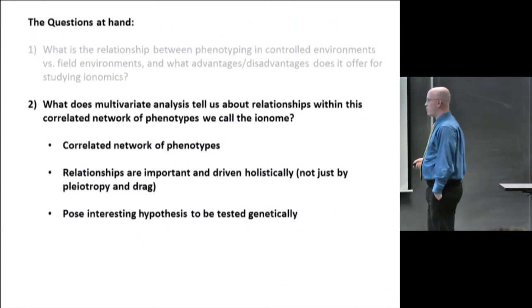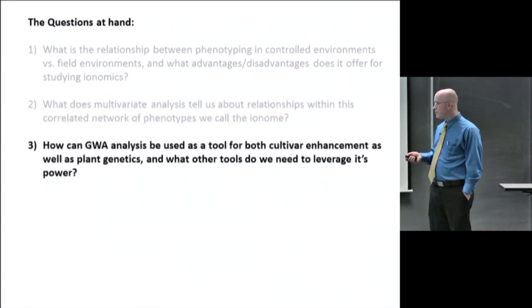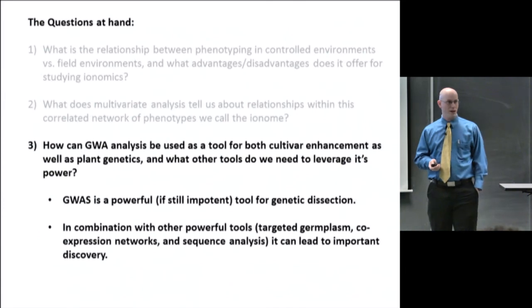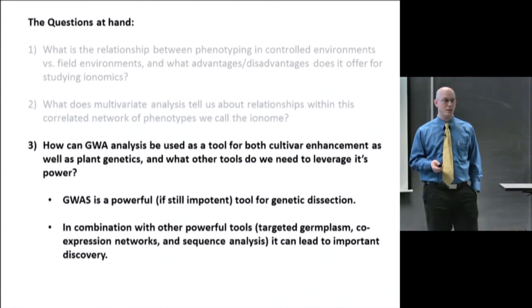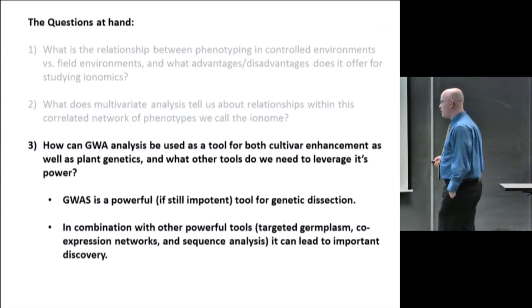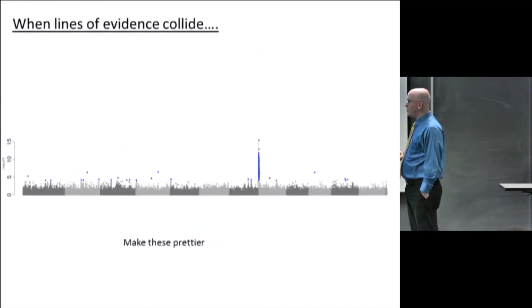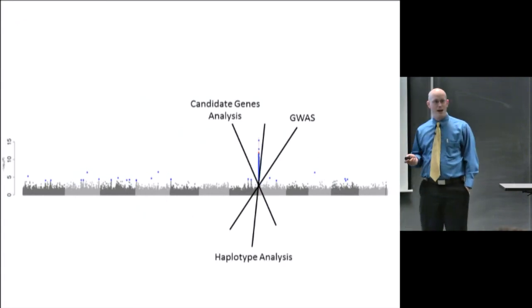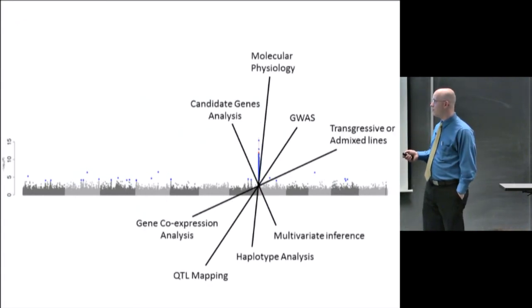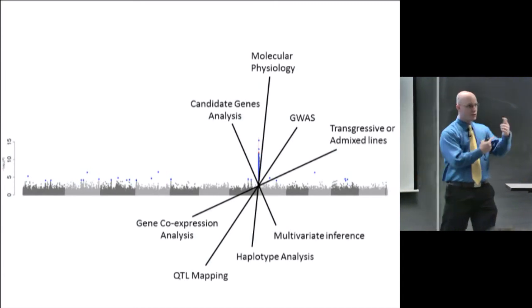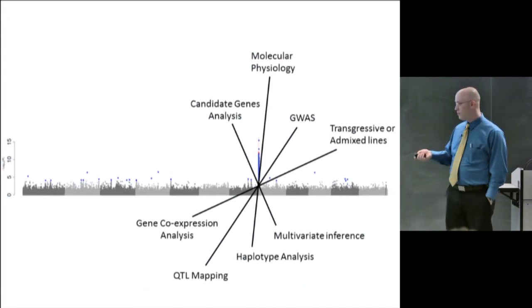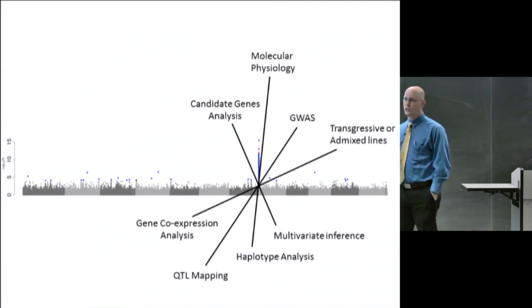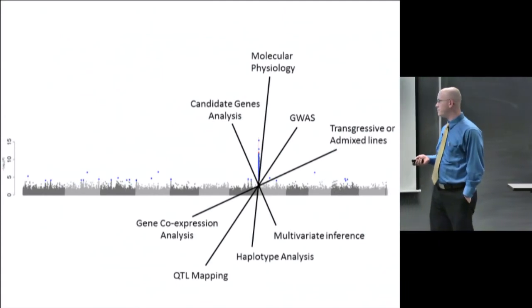How can GWAS analysis be used, and what do we need to leverage its power? GWAS is a powerful, if still somewhat impotent, tool for genetic dissection. Okay? And we're continuing to improve it as time goes on. But in combination with other powerful tools like targeted germplasm, gene co-expression networks, and sequence analysis, it can lead to important discoveries. So what we see here is that this sort of thing is happening. Okay? As independent lines of evidence that you may not necessarily believe in and of themselves all converge on a single point, now all of a sudden we can develop powerful hypotheses about a single point and really drive an understanding of the genetic variation that underlies complex trait variation in rice.